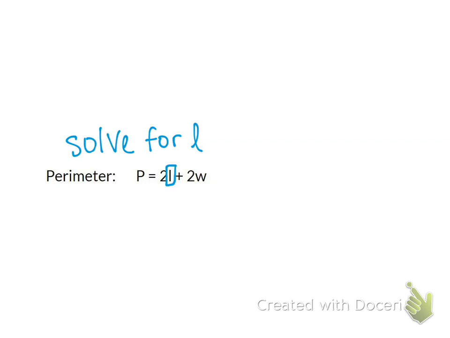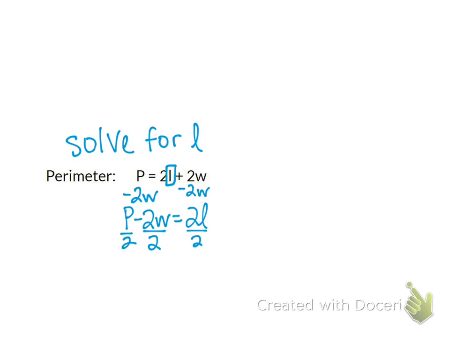First thing I should do? Good, we need to move the 2W, subtract 2W. So we have P minus 2W equals 2L. Trying to get L alone, so we still need to divide by 2 on both sides. Again, if you want to put one big divide by 2, technically that's fine, but we can simplify this a little bit. So I'm going to go ahead and split it up so I can simplify.